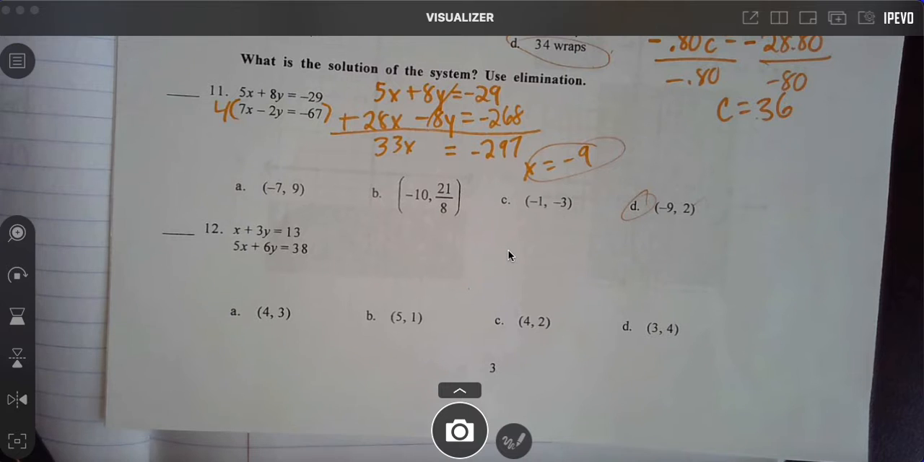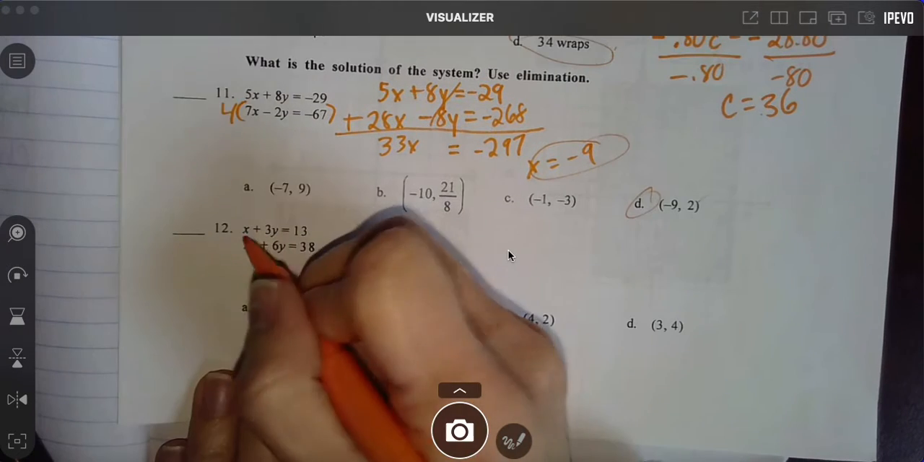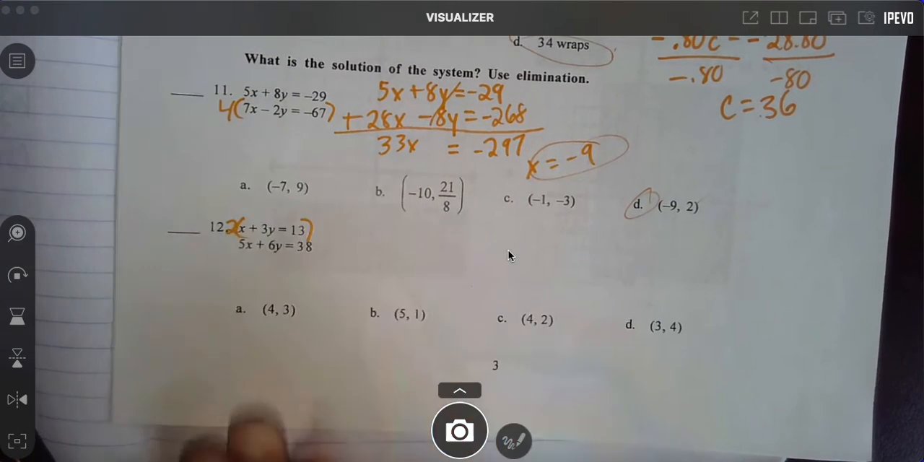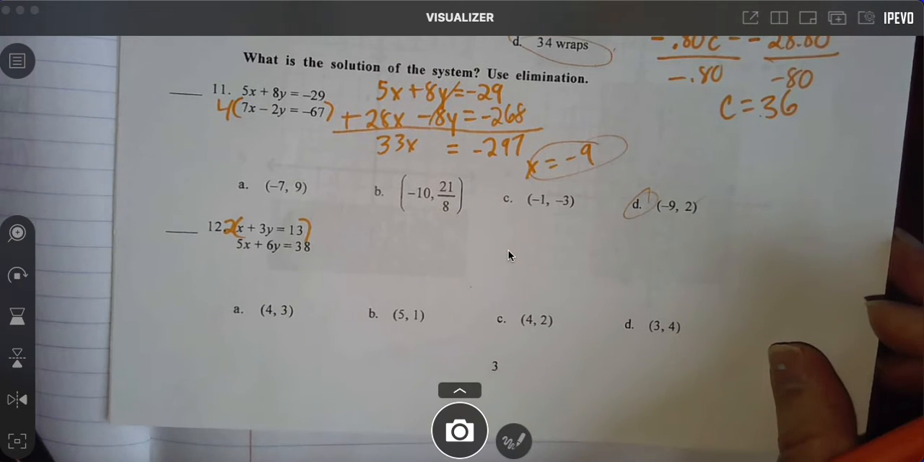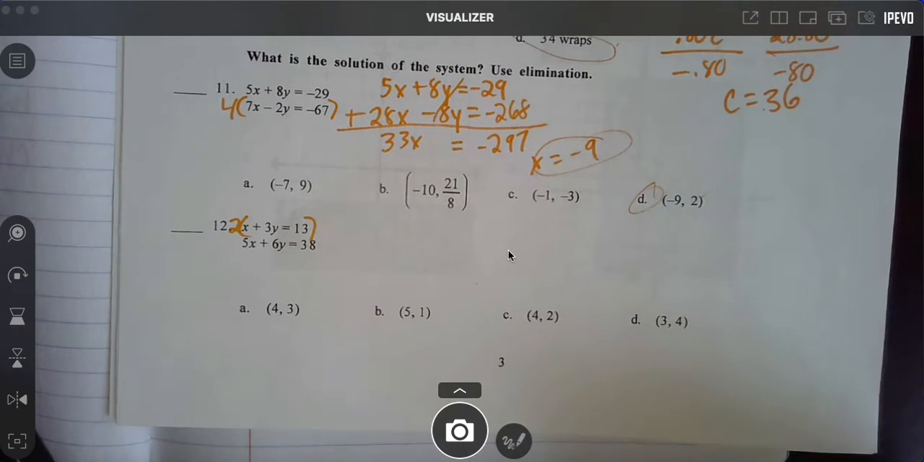And y'all, number 12 is the same thing. Plug and play, or you would multiply the top equation by 2 and do the same thing. Yeah, 11 is D. What did y'all get for 12? Is it A? I don't know.